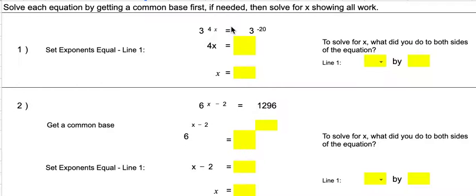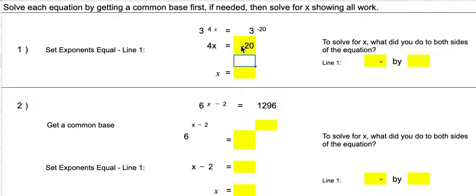in terms of understanding. So, first question we always ask is, does the equation have a common base? Well, it does. 3 equals 3. If the bases are the same, it follows then that the exponents are the same. So, since 3 equals 3, 4x has to be equal to negative 20. So I type in negative 20 there.